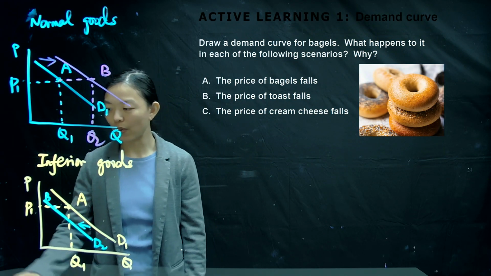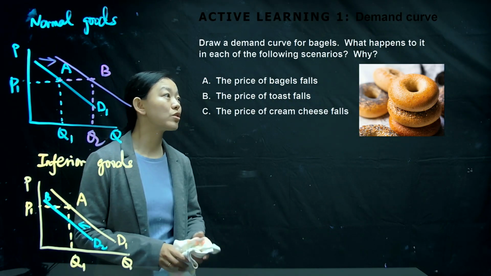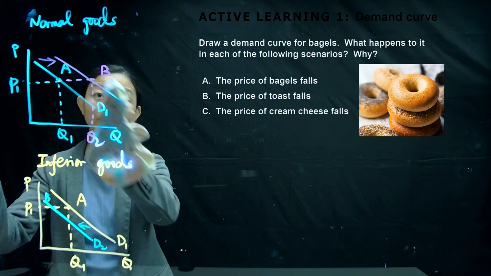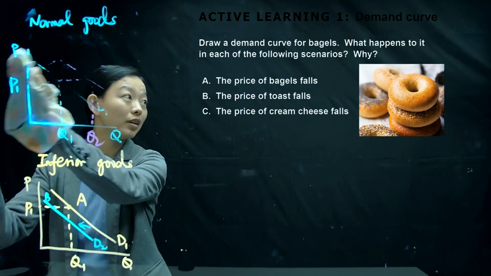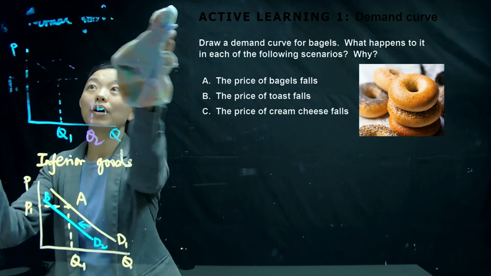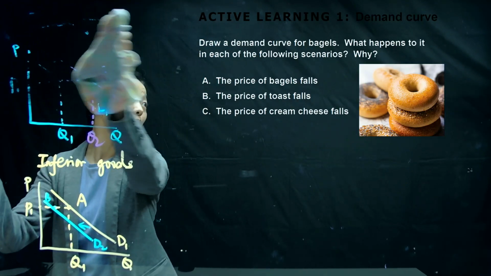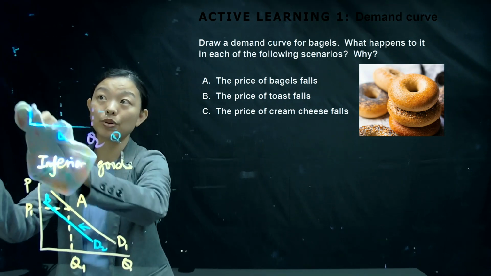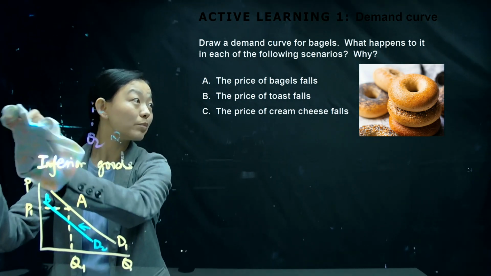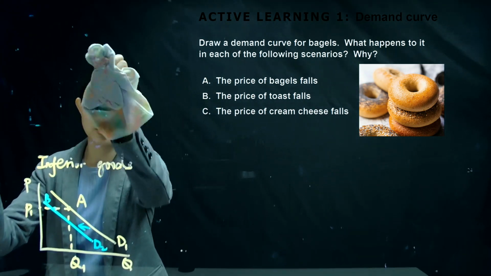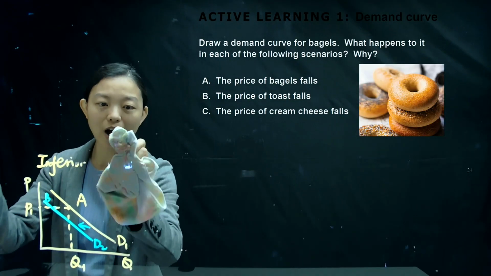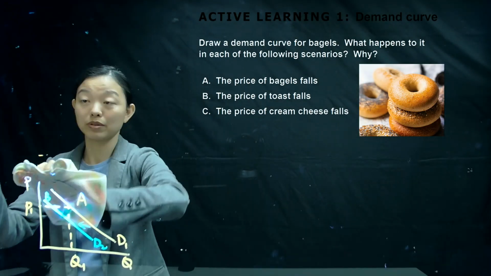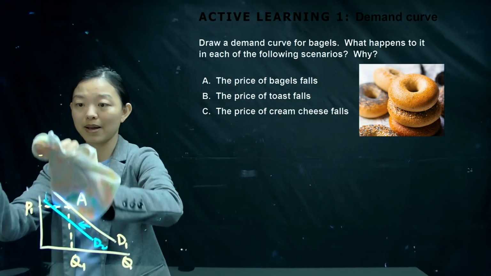Okay, so let's look at one example. Please draw a demand curve for bagel, and then say what happens in each of the following scenarios. Scenario A, the price of the bagel decreases. Scenario B, the price of the toast decreases. Scenario C, the price of the cream cheese decreases. Okay, so let's look at how we can apply the summary that I just told you to draw a demand curve based on these three examples.